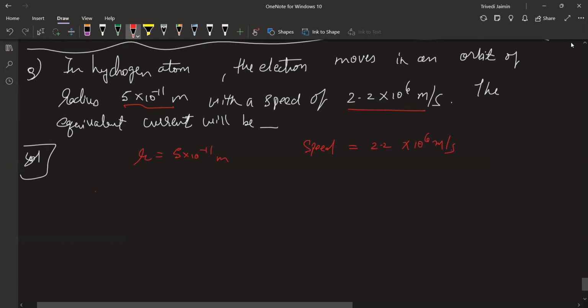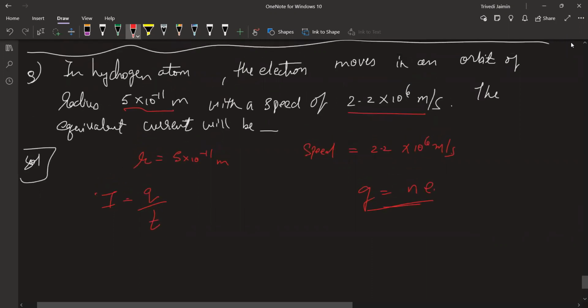So let's find out first frequency. Okay, we find frequency, then we'll do time period. Okay, if we do that, I equals Q by T. Q we can find, NE. Yes, we can find with this one. Okay, let's go one by one.